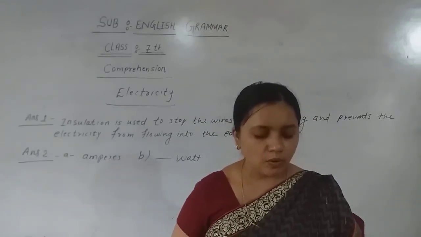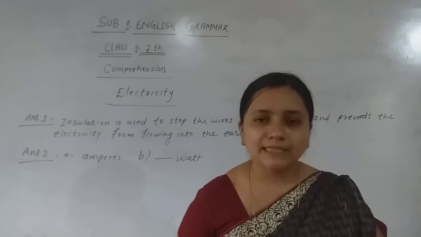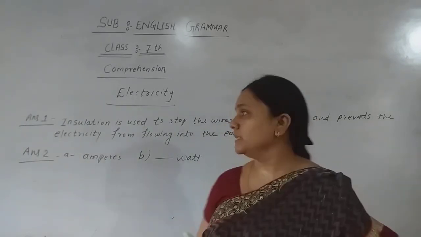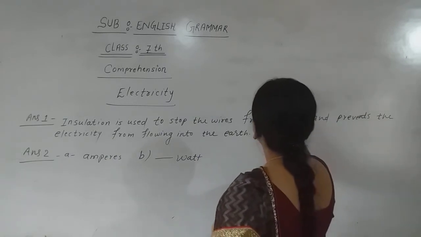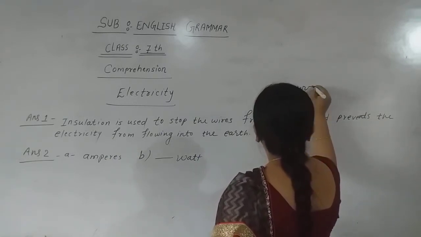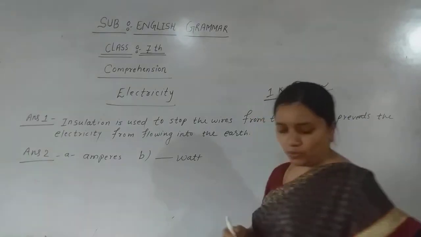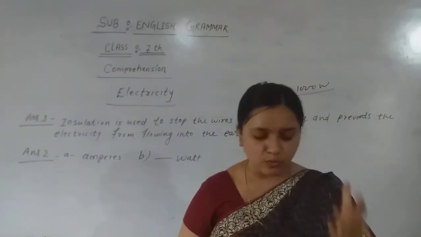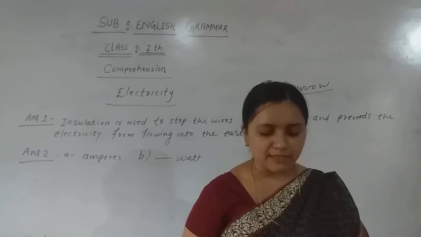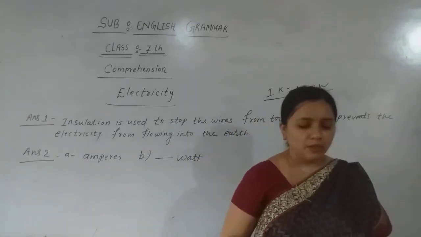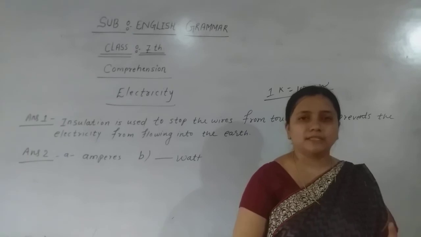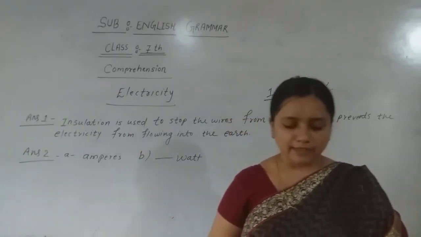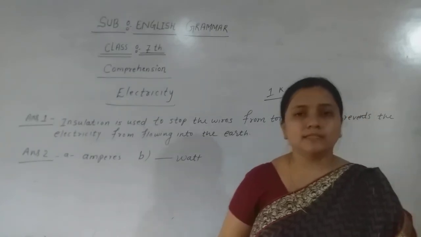Now, the next one, 1 kilowatt is made up of 1000 watt. And what word in the passage means the same as power? Here the passage is based on the electricity and it is one of the source of the energy. So the seventh one answer is C.